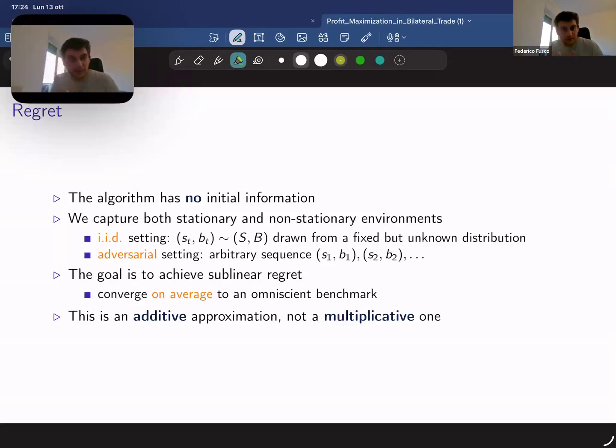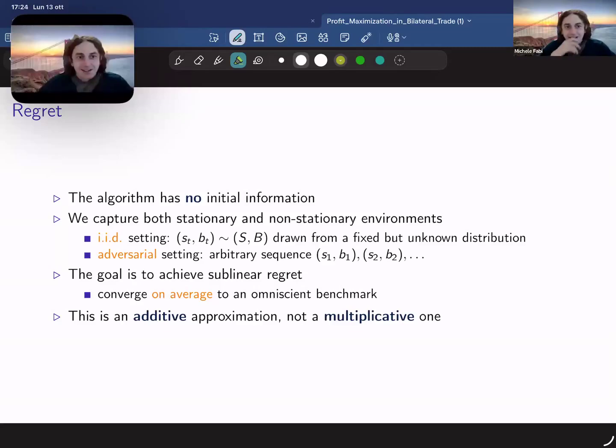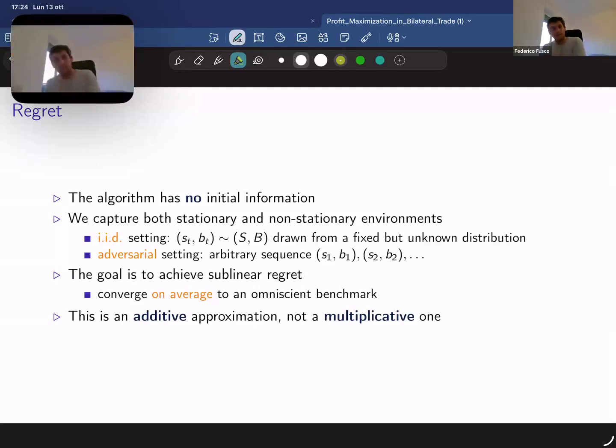So I see that there is a question. Yes. Hi. One clarification on the adversarial setting. Do you assume that the adversary chooses the sequence before or after the agent makes a choice? Let me be a bit clearer. Is it first adversary and then agent, or first agent and then adversary in the timing of actions? Okay, thanks for the question.